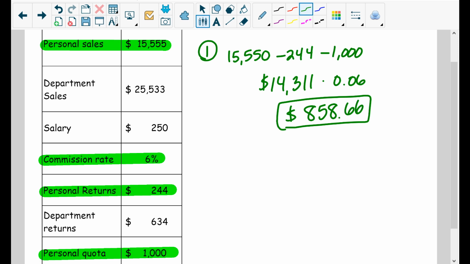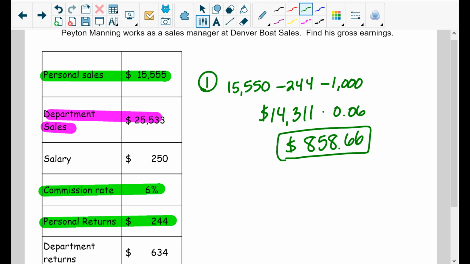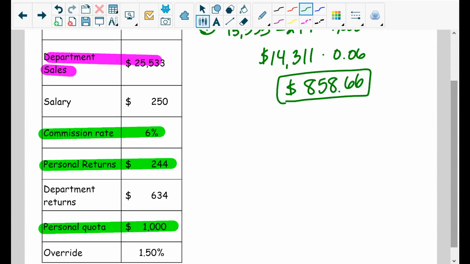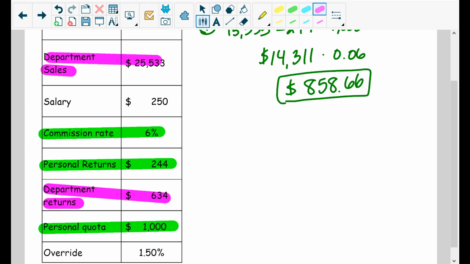Now we need to take a look at our department. So departments, take a look at all our department stuff here. So department sales are here. It's supposed to be 14,306, not 11. So this should be 15,555. And then the numbers are still correct. Yep, sorry. So department sales, department returns, and then this is where we use our override rate here. Okay, so let's calculate all of that info now.